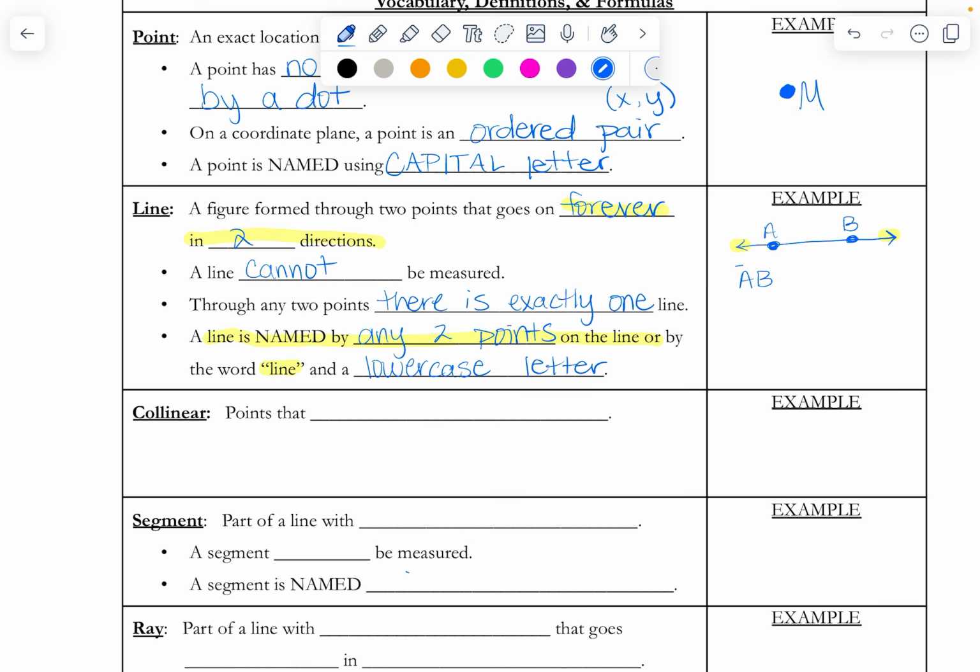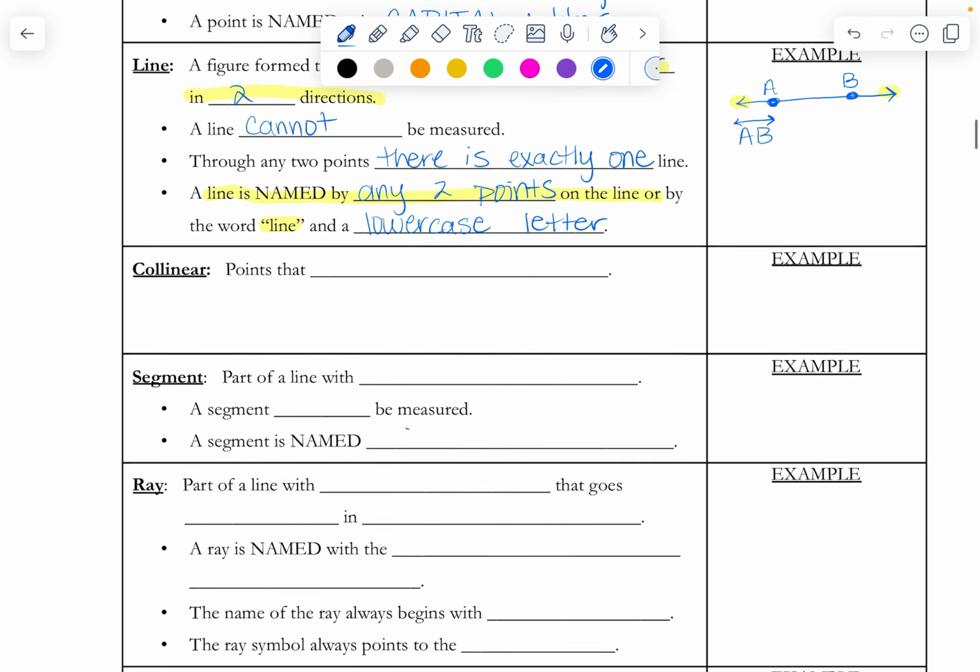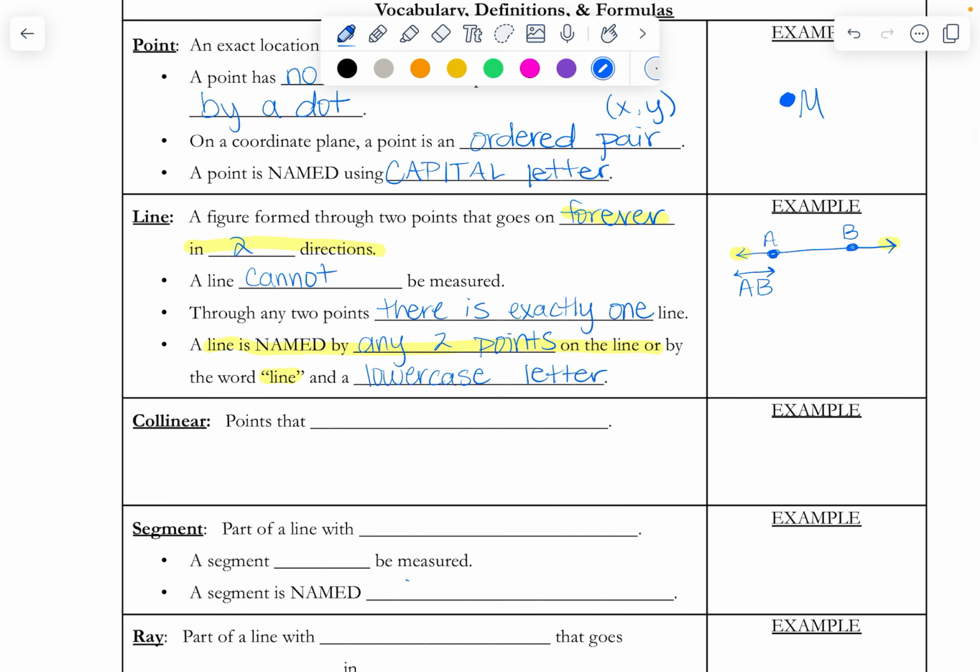An important thing here is to put the line with the arrows on the top, showing that this is a line rather than a segment or ray that we'll get to in a moment. So you must include those arrows showing that it's a line that goes on forever in 2 directions.